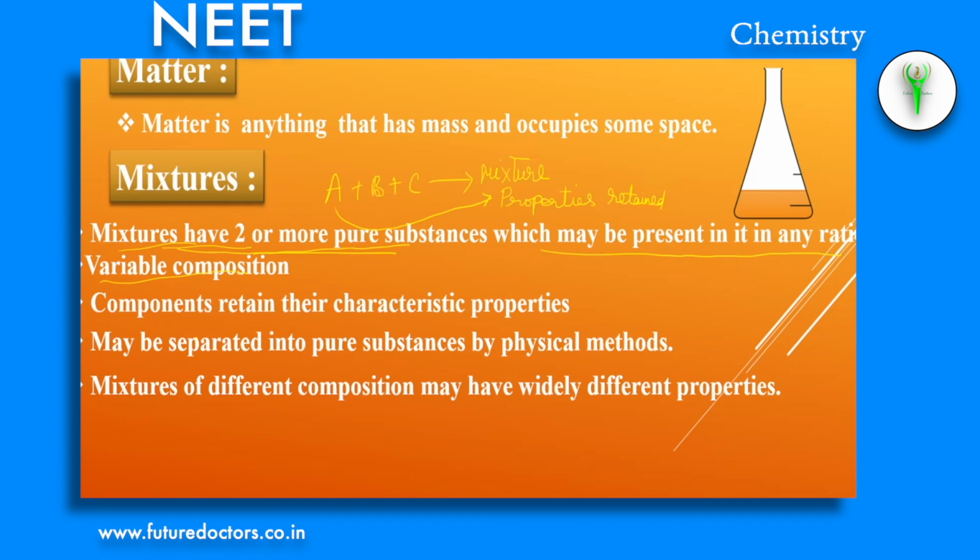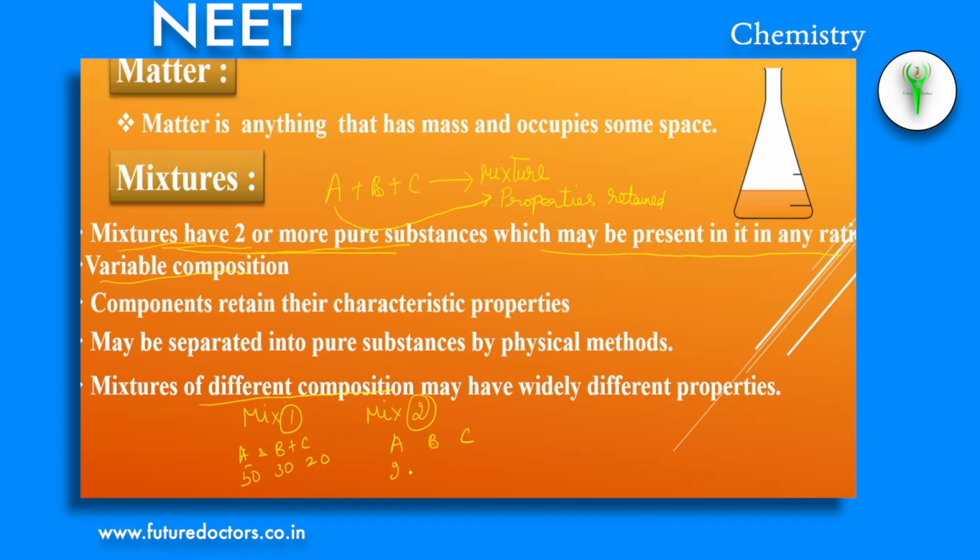Suppose you take one mixture, mixture one. The next one is another mixture, mixture two, a mixture of different composition. Here A, B and C are present in 50%, 30%, and 20%. In mixture two, A, B, C are present in different compositions.